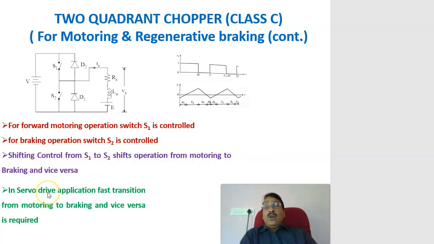And in servo motor applications, where the transition from motoring to braking and vice versa is required, the frequent change from motoring to braking as well as braking to motoring is required. There you have to control the switches from S1 to S2 and S2 to S1. Let us see how it does this. This is the voltage across the armature, and as I already explained, this is the current through the motor.